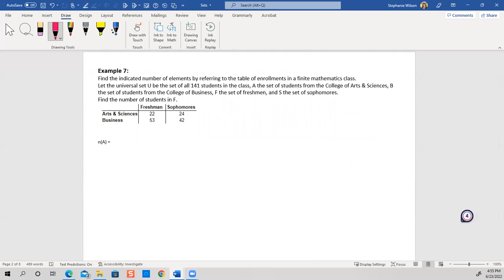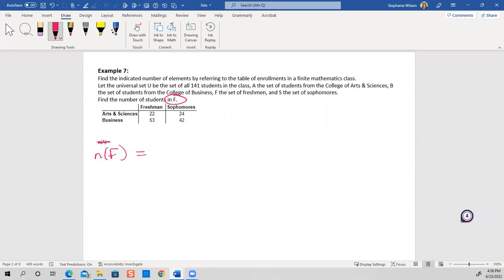Example 7 says find the indicated number of elements by referring to the table of enrollments in a finite mathematics class. We're going to let the universal set U be the set of 141 students in the class, A the set of students from College of Arts, B from College of Business, F for freshmen, and S for sophomores. So now we are solving for, it actually said find the number of F. So we're actually looking for the number of freshmen, right?